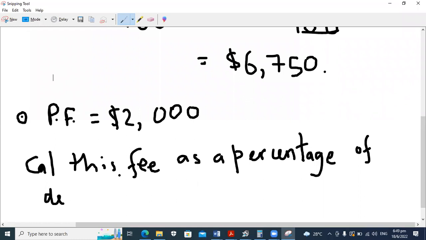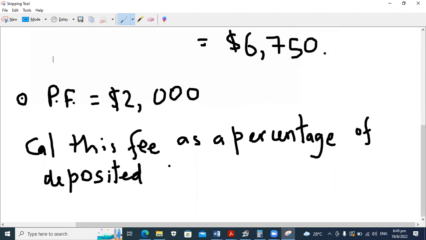Calculate this fee as a percentage of the money originally deposited. What amount of money was originally deposited? 50,000, sir. In other words, we want to work out the percentage that they charge. All right. Well, the processing fee is 2,000, right? So how do we find a percentage of anything?